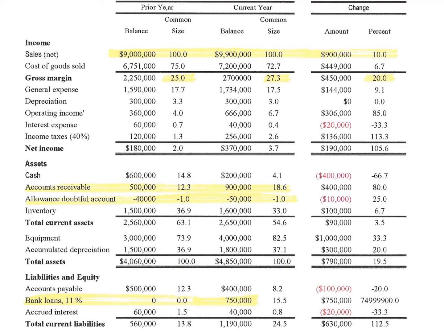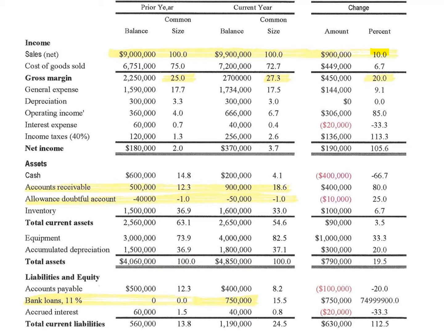So in this case, sales are up 10%. That's good. I'm happy. Cost of goods sold are only up 6.7%. Oh, I'm really happy. Gross margin is up 20%. Wow, that's great. Accounts receivable are up from 500 to 900, 80%. Allowance for doubtful accounts is up 25%.